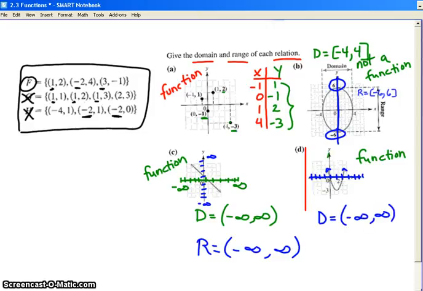Okay, my range, however, is a little different here. On this parabola, it never goes below -3. So the smallest value is -3. Okay, and since it includes that number, I'm going to put a bracket. But it goes up forever. So it goes all the way to positive infinity.